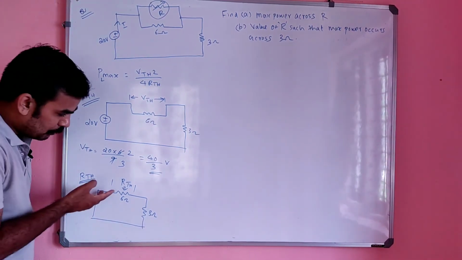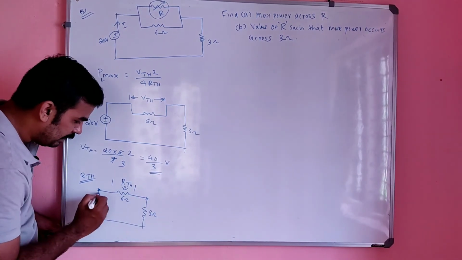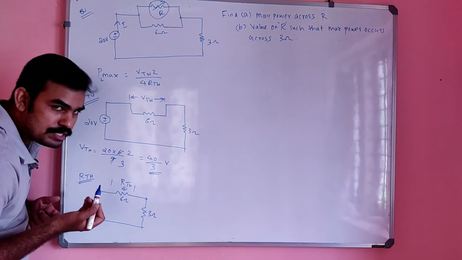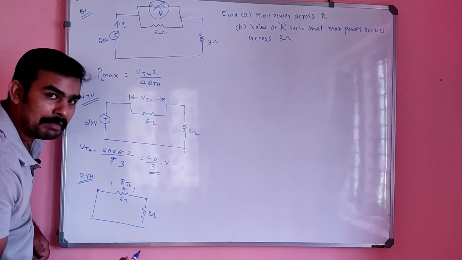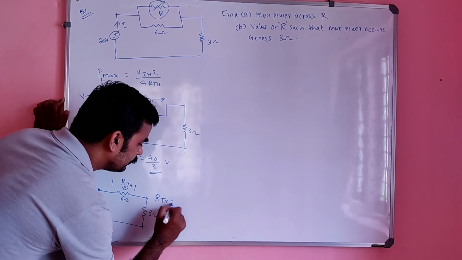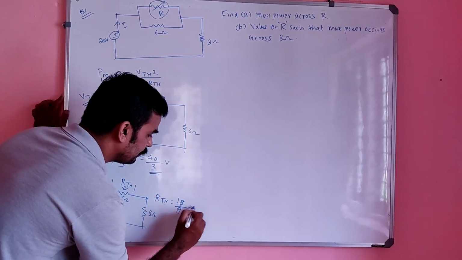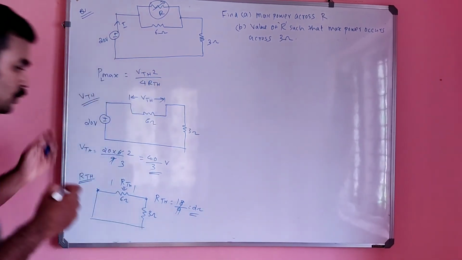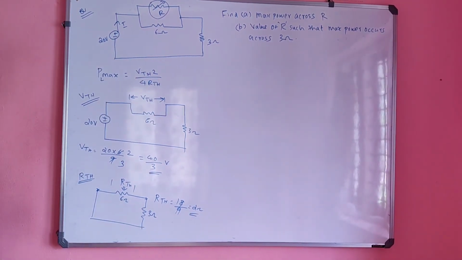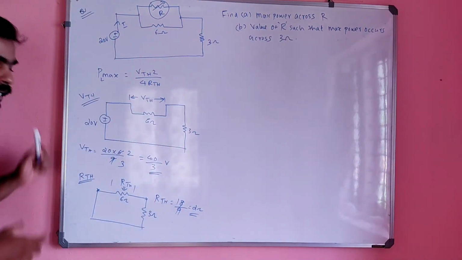So this is R Thevenin. That means you have to find the resistance between these two terminals, which is nothing but 6 and 3 make parallel. So R Thevenin will be what? 6 and 3 in parallel is nothing but 18 by 9, nothing but 2. Clear?